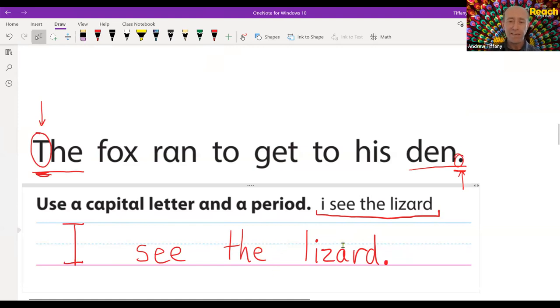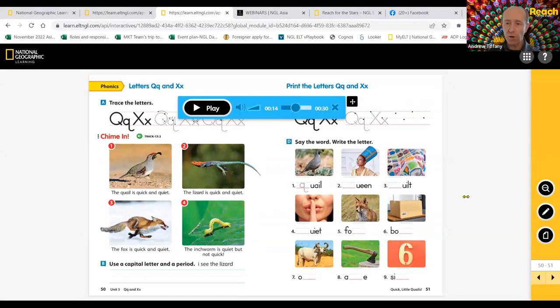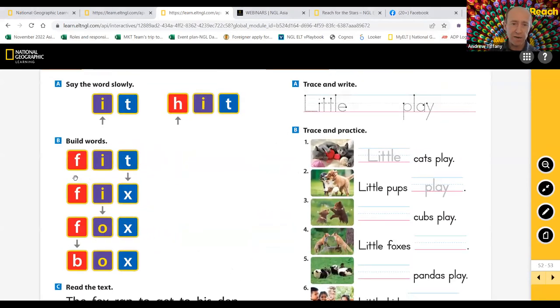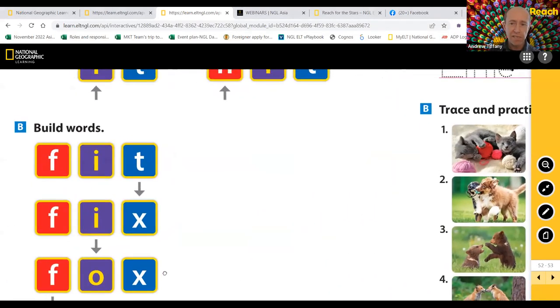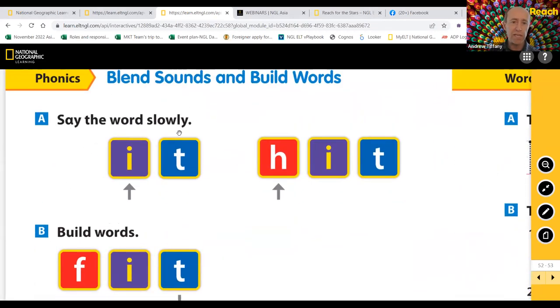Very cool. Okay, so let's see. We've got one more thing to do. So we're going to go back to here. We're going to skip over this whole page. We're going to do that next class. And we're going to jump to this page here. Let's see. Say the word slowly. Now, what do they mean by slowly? I will show you. How many letters are there in this one just here? In this one here, there are two letters, right? So for this word, there are two sounds, okay?